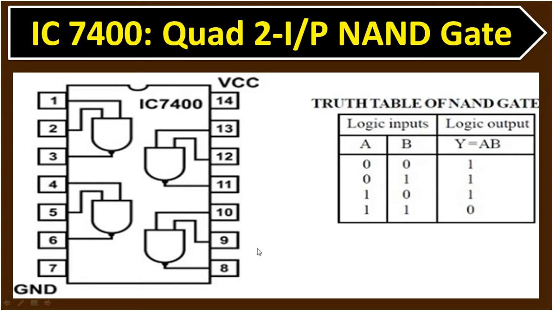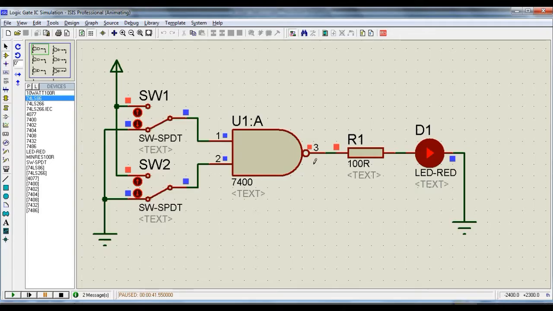Now let's see the practical simulation of 7400, and we will check these 4 combinations. For only one logic input combination the output of the NAND gate becomes 0, and for all other combinations the output will be 1. Now let's see. Here you can see the NAND gate circuit is connected. It is having 2 inputs.